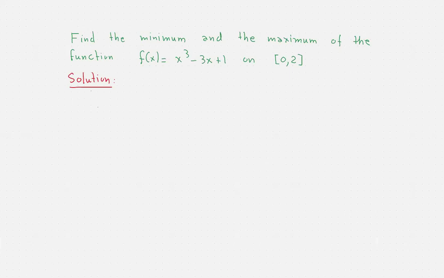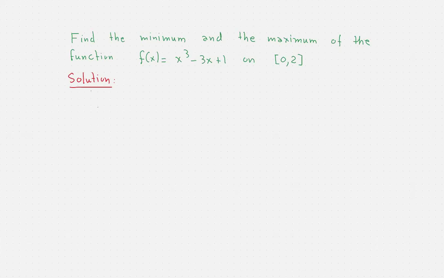So we would like to find the minimum and the maximum of the function f of x equals x cubed minus 3x plus 1 on the interval from 0 to 2. And the idea here is very simple. The minimum and the maximum are guaranteed to exist since this is a continuous function defined on a closed interval.